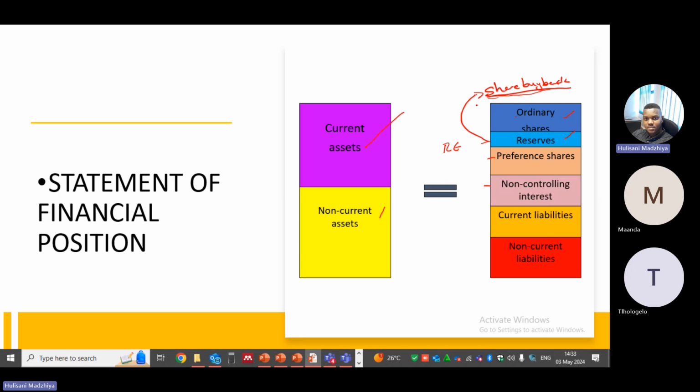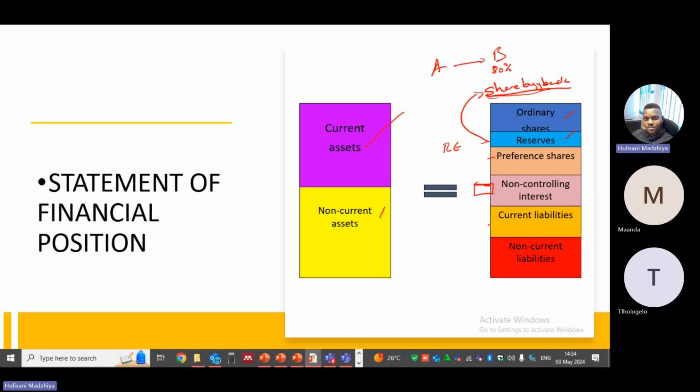Non-controlling interest arises when company A owns company B. Let's say company A owns 80% of company B. So it does not own the complete 100%. There is 20% it doesn't own. That 20% it does not own will be represented here in value, to say how much of the assets is the 20% of company B that we do not own. We call those non-controlling interests. Those are the interests we don't have control over in that business.